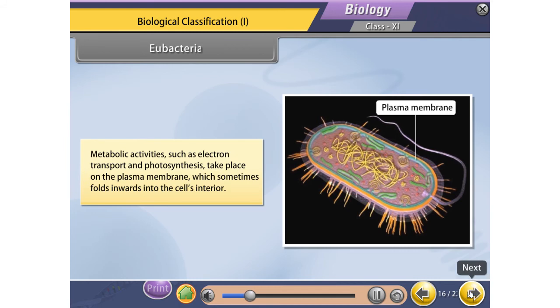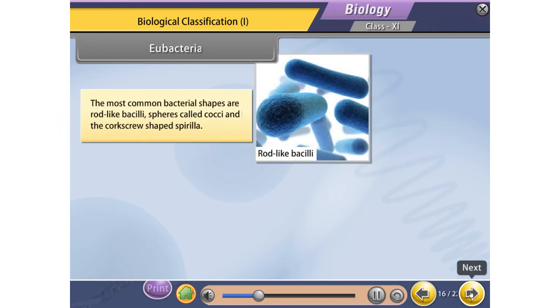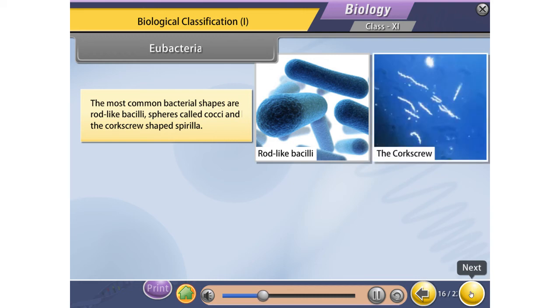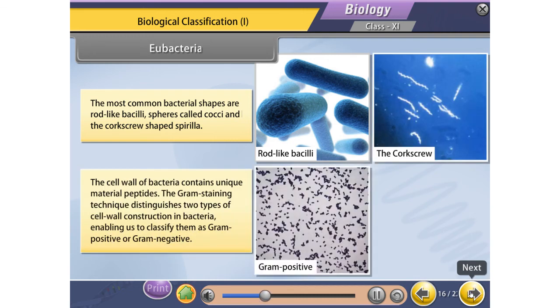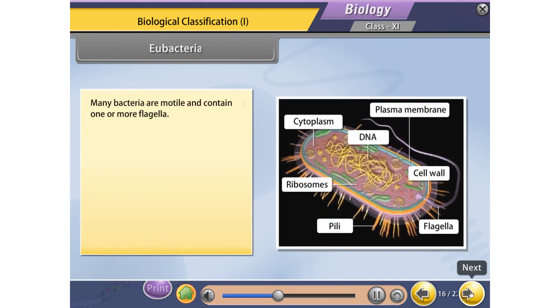Metabolic activities such as electron transport and photosynthesis take place on the plasma membrane, which sometimes folds inwards into the cell's interior. The most common bacterial shapes are rod-like bacilli, spheres called cocci, and the corkscrew-shaped spirilla. The cell wall of bacteria contains a unique material, peptidoglycan. The Gram staining technique distinguishes 2 types of cell wall construction in bacteria, enabling us to classify them as gram-positive or gram-negative. Many bacteria are motile and contain 1 or more flagella.